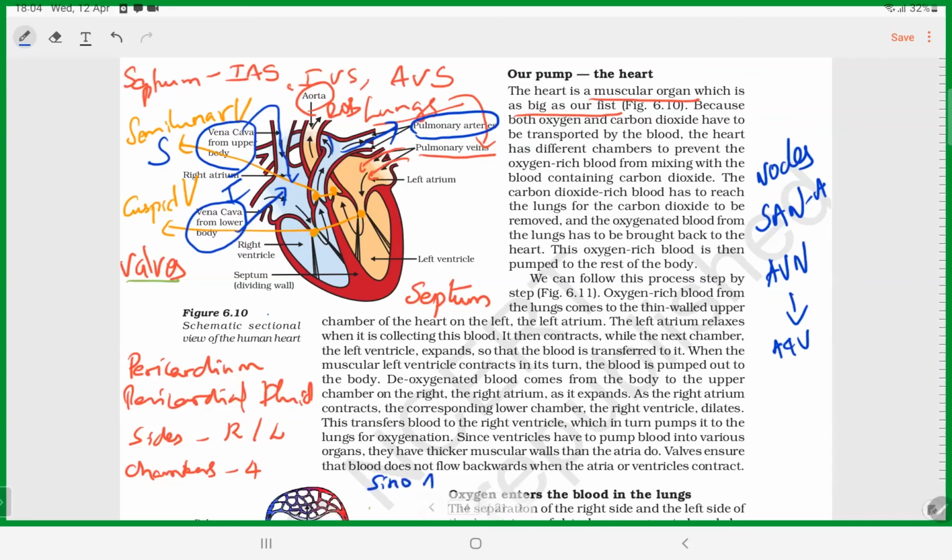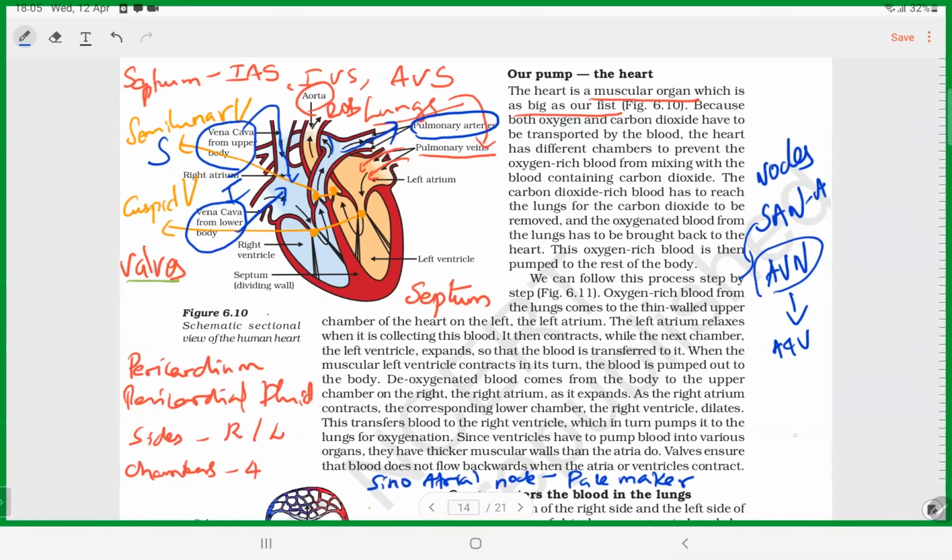Sinoatrial node. Its common name is the pacemaker. Sinoatrial node is called what? Pacemaker. For the functioning of the heart, almost 70% of the current voltage it requires is produced by the SA node.